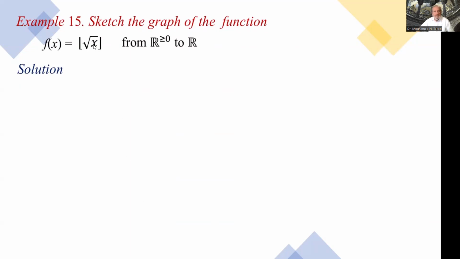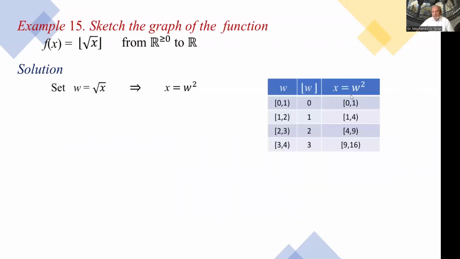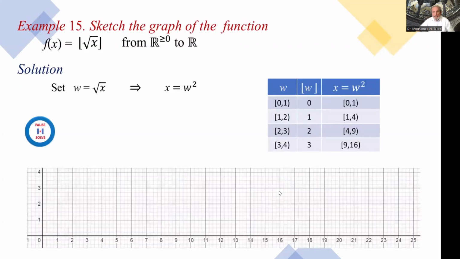Now let's see, f(x) is the floor function of square root of x. Now, obviously, x has to be positive here, not negative. Okay, so again, you call this W. So x is equal to W squared. Now you can use this table here. Okay, these are the values. Now we can draw this function. Between 0 and 1, the value is 0. Between 1 and 4, the value is 1. 4 and 9, the value is 2. 9 and 16, the value is 3.